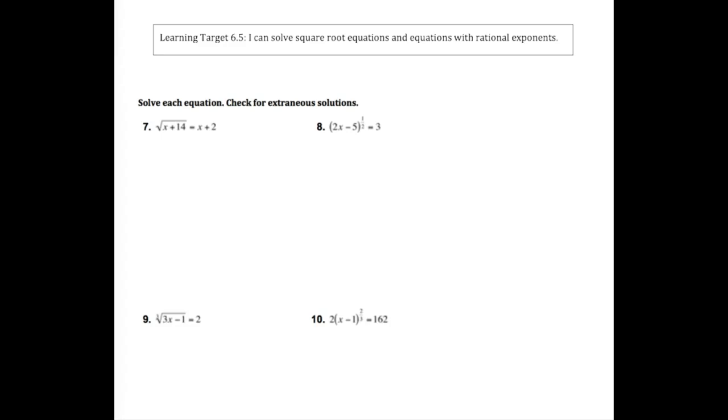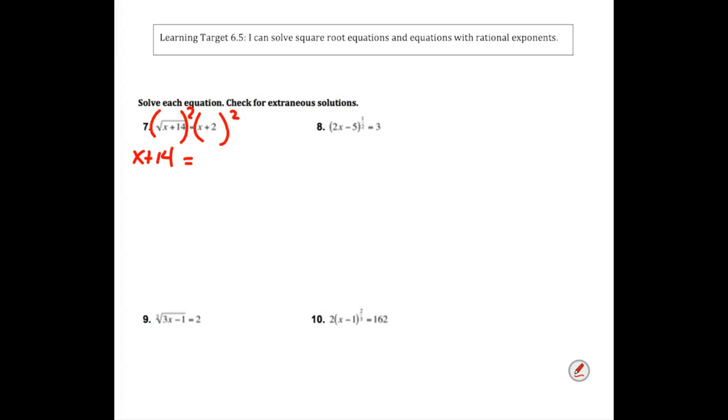All right. Our second learning target says I can solve square root equations and equations that have rational exponents. We have 4 examples of this. How do we undo when we have a square root? We have to square both sides. All right. If we square both sides, on the left, the square will cancel the square root. We just get x plus 14. What do we end up with on the right-hand side?